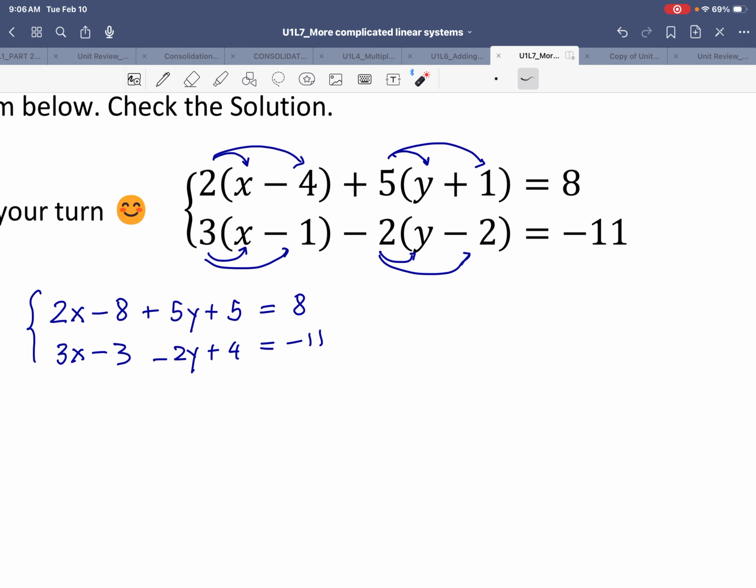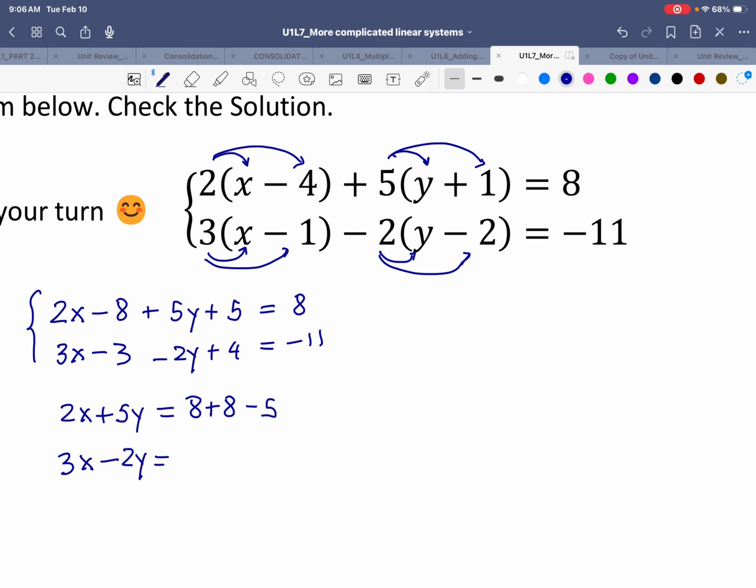So we're going to keep the x and the y terms on the left side. So 2x plus 5y equals 8 is already on the right side. We're going to bring this negative 8, make it a positive because it is switching sides. And this positive 5 going to the other side will become a negative. Now here we have 3x and negative 2y. They will stay where they are on the left. Negative 11 is already here. Negative 3 will go to the other side to become positive 3. And positive 4 will go to the other side to become negative 4.